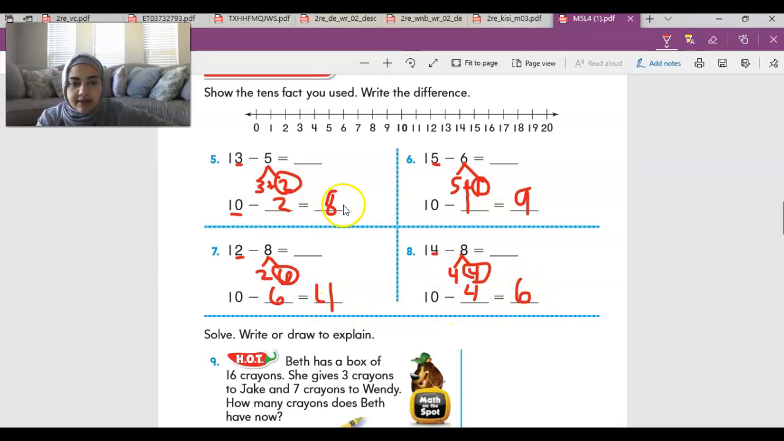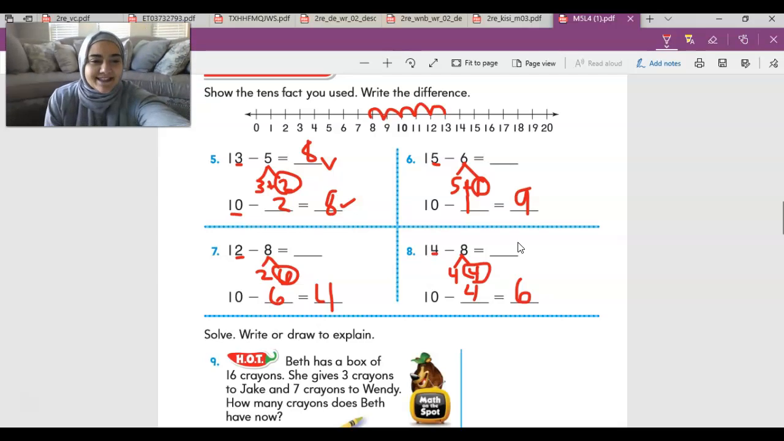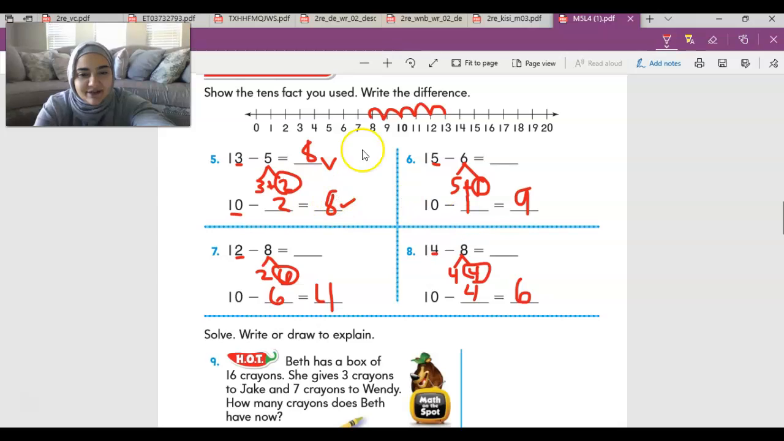Now check that. Is this the same as this? Is 13 take away 5, 8? Let's see. 13, and we're going back 5. 1, 2, 3, 4, 5. Yep, it is 8. So check your work. 15 take away 6, is that 9? If it is, write it down. I know I said I wasn't going to do it for you, but then I did. So there, that's that. You need to finish the rest on your own right here.